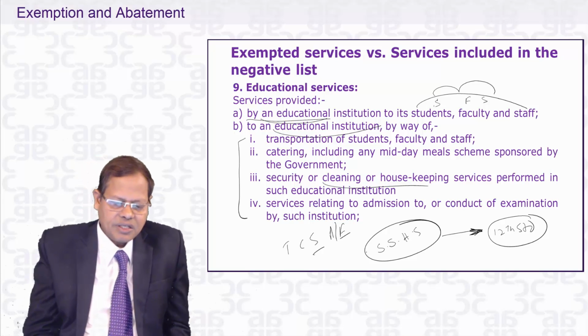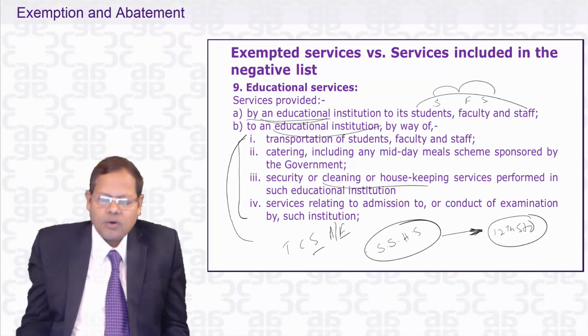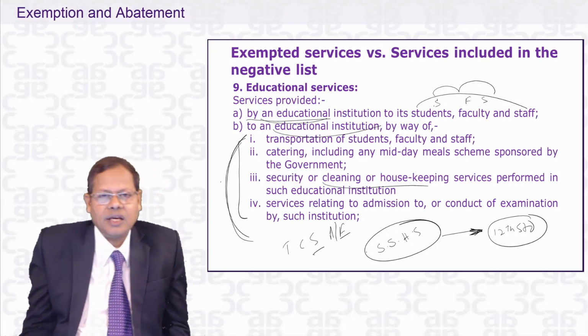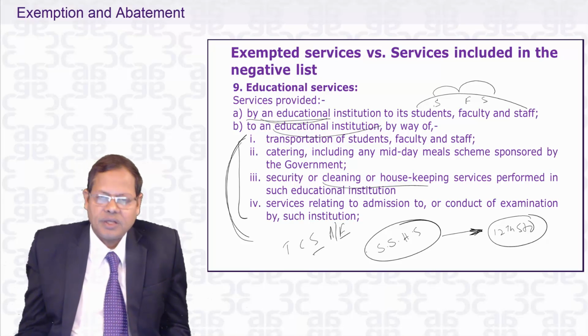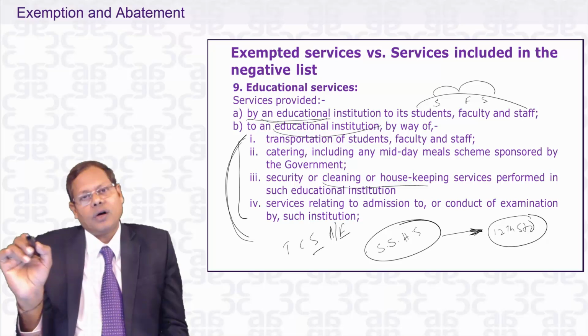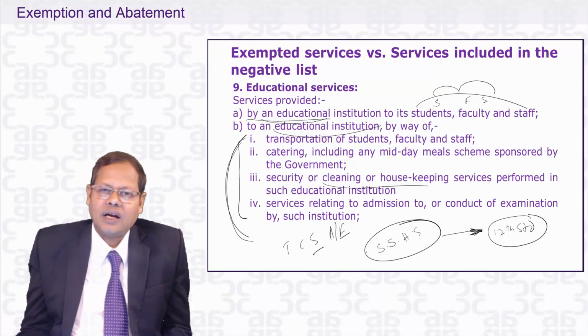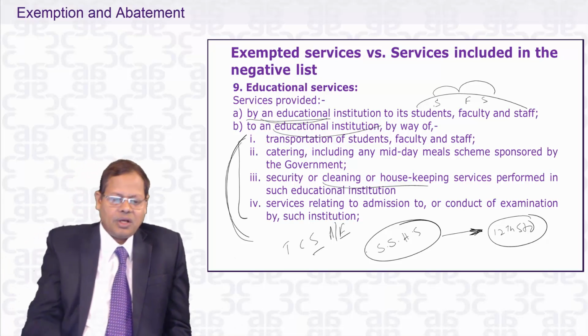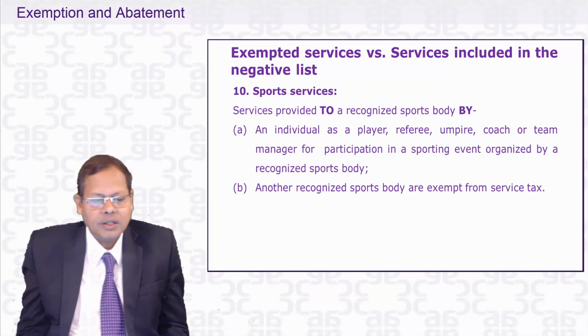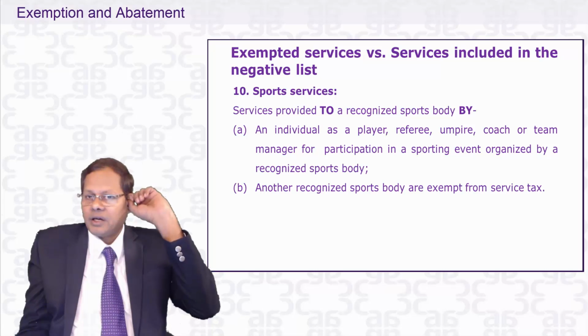And if it receives any of these services, or a college or a university, if it receives any of these services, TCS AE, then it is exempt. If it provides services to its students, staff or faculty, then also it is exempt, otherwise no. So you should be very careful about entry number 9. When you read entry number 9, you should take care of this.